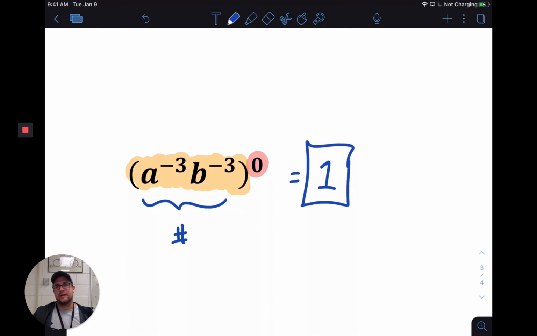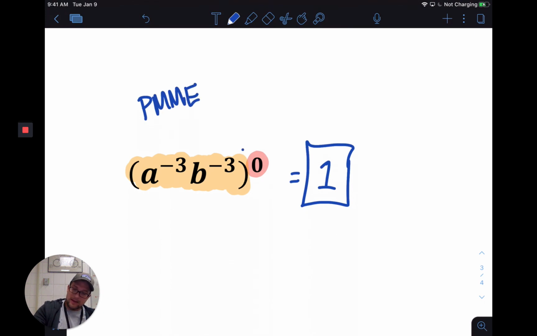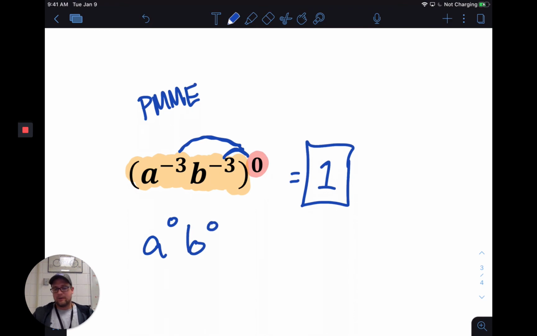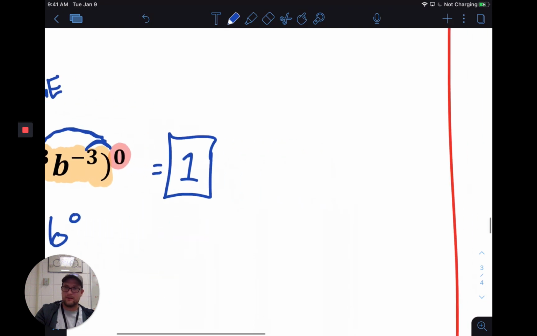And we are done, ladies and gentlemen. We don't need to work any harder than that. Now, some people might look at that and they might say, well, there's parentheses there. We should do PMME. And we can. If I multiply 0 times 3, though, I'm going to get 0. And if I multiply 0 times -3, well, it's -3 on both, I guess, I'm going to get 0 again. And remember, anything raised to the 0 power is equal to 1. So that becomes 1.